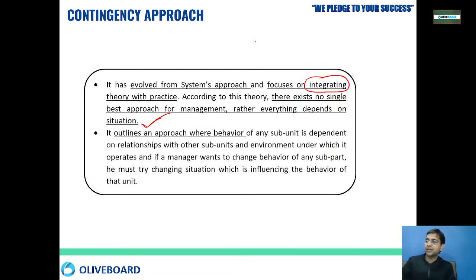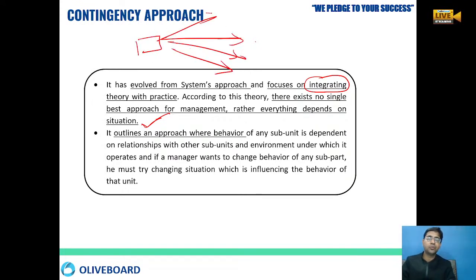It is not that there is a single set management formula that you apply everywhere. That is going to be a failure model. It depends on the situation. As per the contingency model, management has to be based on the situation, and a different management technique has to be applied accordingly. Here behavior is a subunit and depends on its relationship with other subunits. So if we change the behavior of any subpart, we have to consider the influence of that change on the other units.